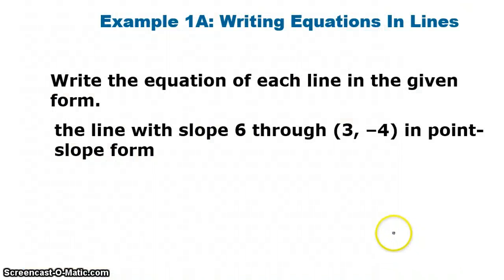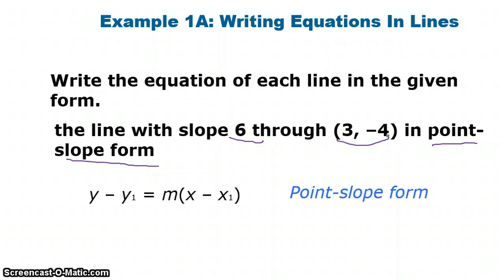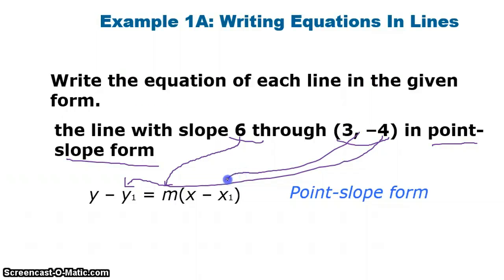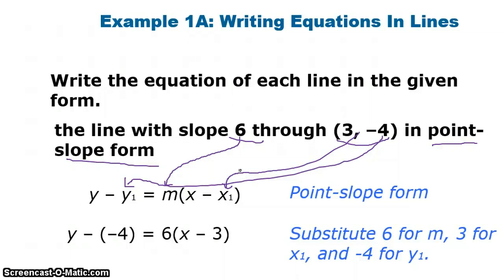Let's take a look at the two forms. We're going to start off with the point-slope form. We've been given a slope of 6 and the point 3, negative 4. So we copy down our point-slope form, and then all we are really going to do is just place in. So our slope of 6 will be placed for our m. Our negative 4 will be placed in our y sub 1, and our 3 will be placed in our x sub 1.